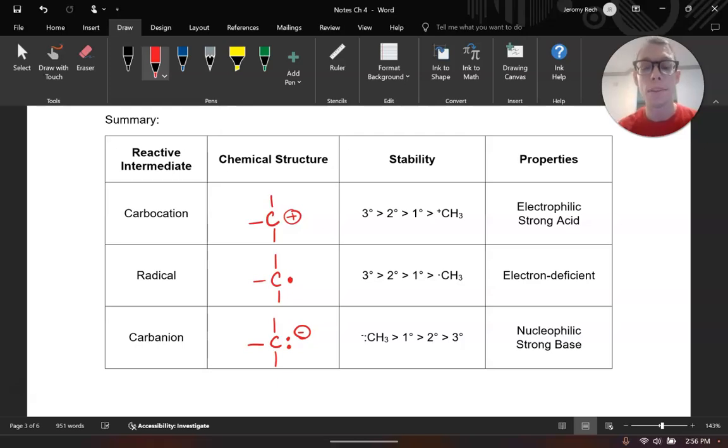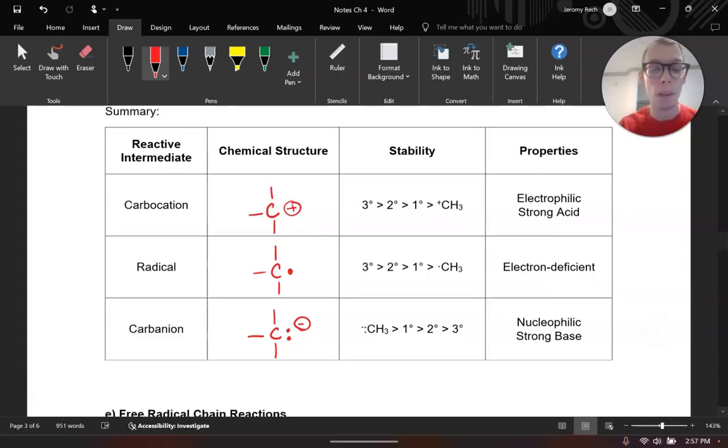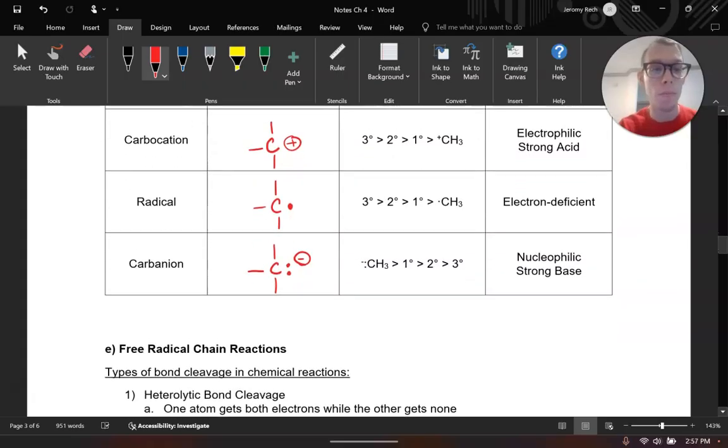And with this, there's a big talk on the stability. The stability is going to be a big factor, and this is going to come from the idea of an inductive effect. So let's go ahead and think about radicals.